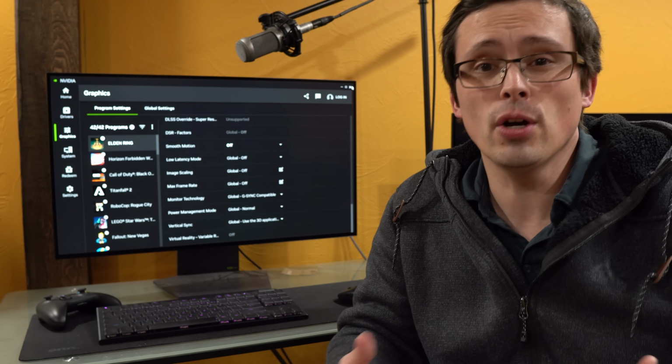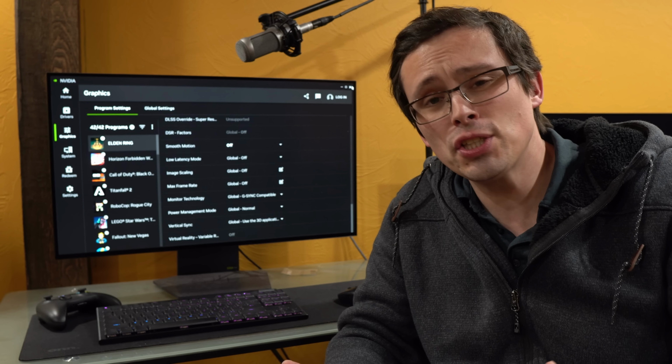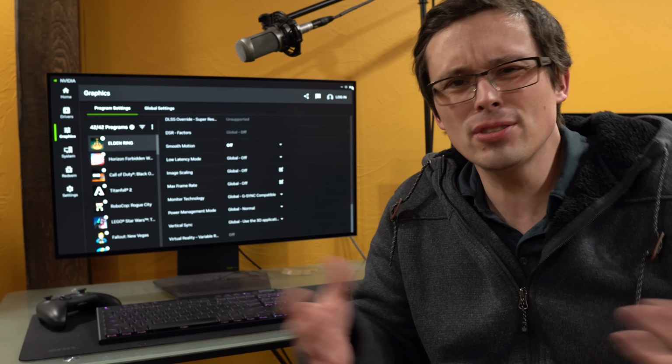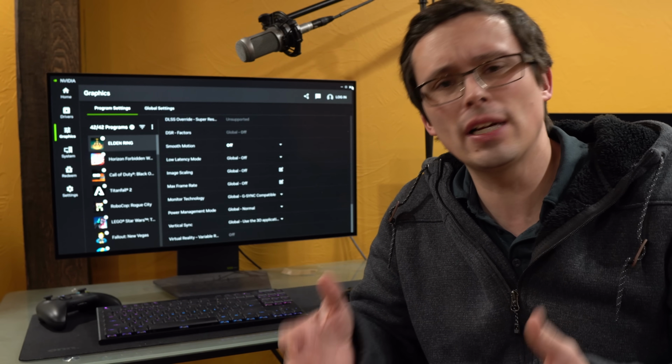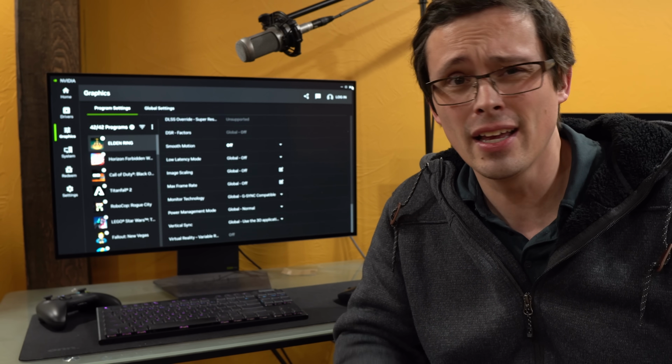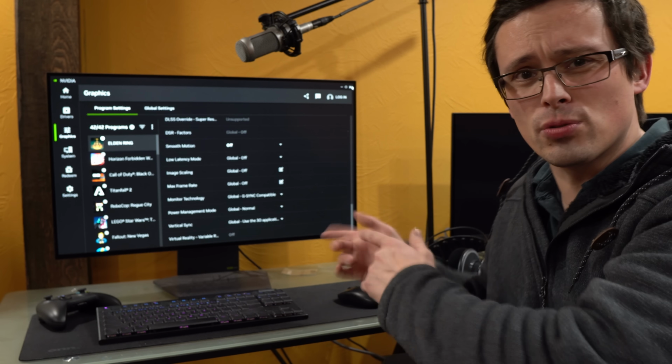Nvidia just dropped its own driver-level frame generation. This is similar to AMD's AFMF, and also kind of like other third-party frame generation technologies that you can apply to any game, like Lossless Scaling. So let's go ahead and try it out.